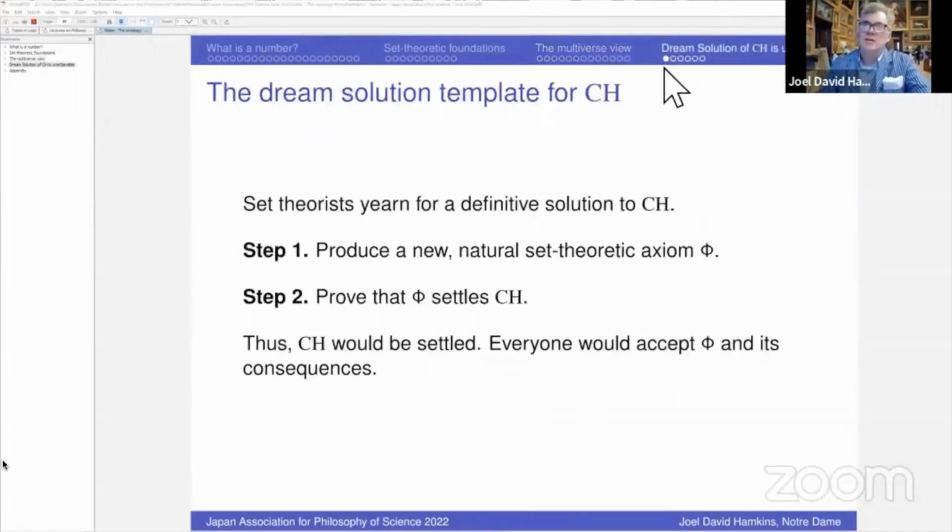So I want to turn now to what I call the dream solution template for the continuum hypothesis. So set theorists yearn to solve the continuum problem this way. What they want is to produce a new axiom, a natural, obviously true axiom phi. And then they want to prove that this axiom determines the continuum hypothesis. Either it proves it or it proves its negation, one way or the other. So they want to find the missing axiom that settles the continuum hypothesis. Everyone would accept the new natural axiom, and then we would know the answer to CH. This is called the dream solution. This is what everybody would like to see.